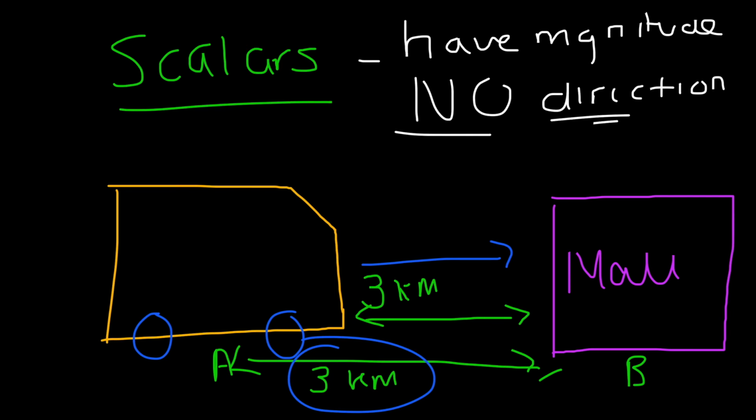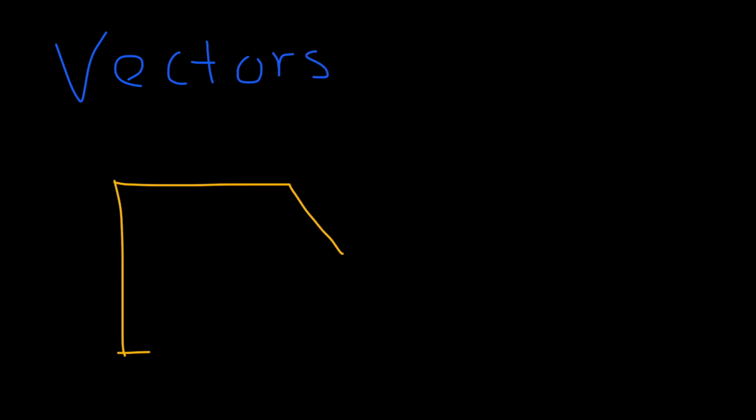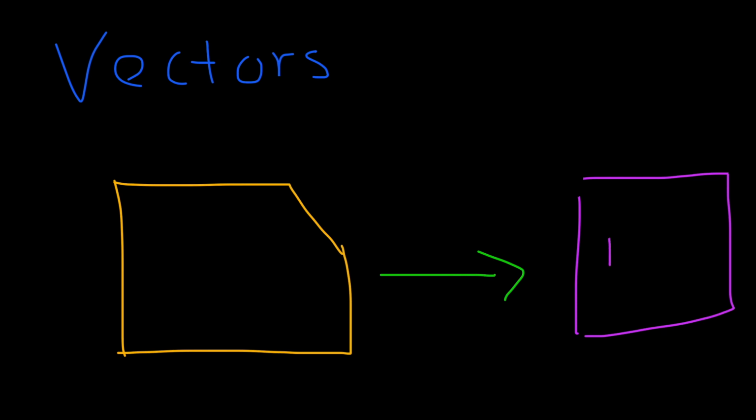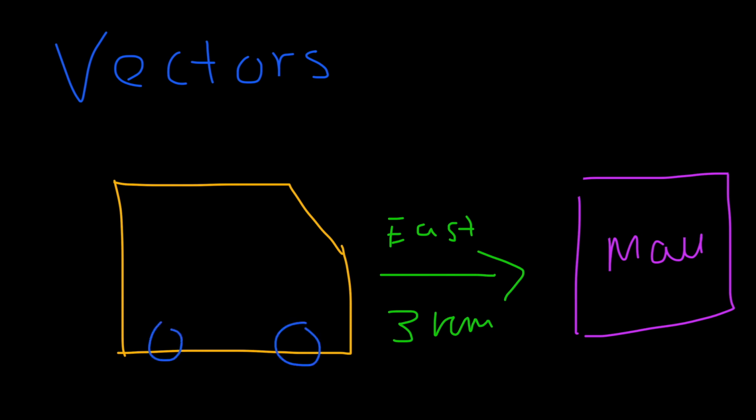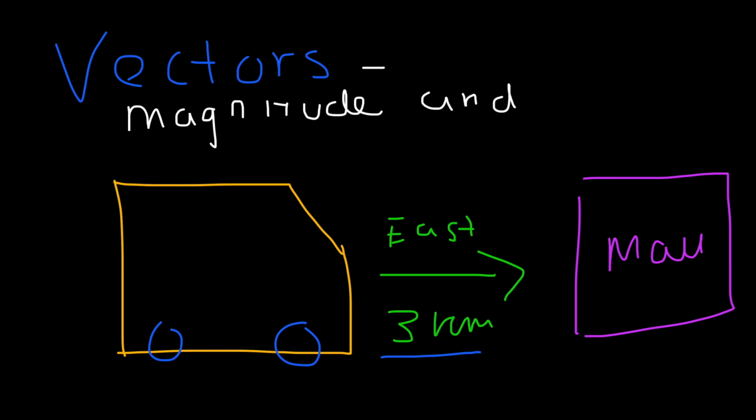So let's look at vectors. A vector, on the other hand, let's go look at our truck example again. Let's redraw a truck to demonstrate this. It's going right to, let's say, a mall, and the distance, like last time, is 3 kilometers. This time we know it is going east. If this truck is going east for 3 kilometers, that is exactly what a vector is. A vector has magnitude and direction.